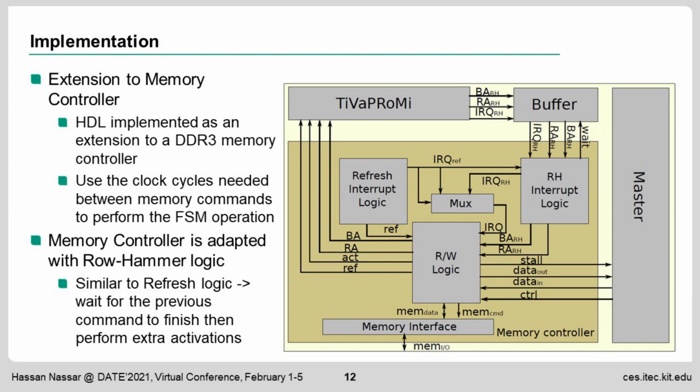Now we go to the implemented system. TiVaPRoMi is implemented as an extension to a DDR3 memory controller in VHDL. By tracking the activated rows and the refresh commands, it can function properly and issue the extra activations. The memory controller is adapted with row-hammer logic, which is similar to the refresh logic.